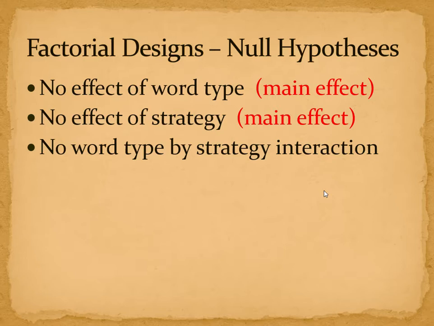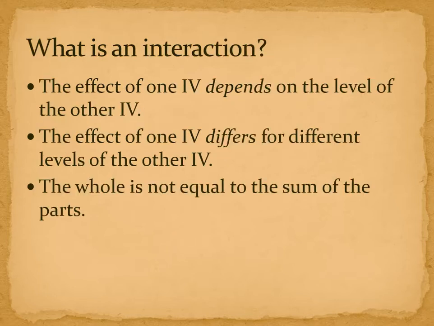So we're going to have no effect of word type, which is the main effect. So it's no effect of whatever the first factor is. The second one is no effect of the second factor, which is strategy. Then the interaction is going to be no factor 1 by factor 2 interaction. In this case, it's no word type by strategy interaction.